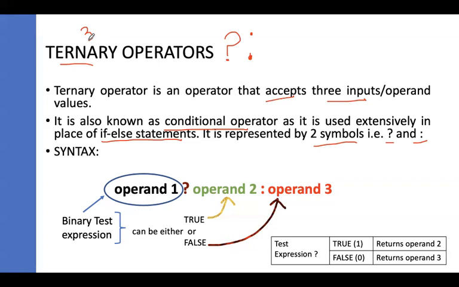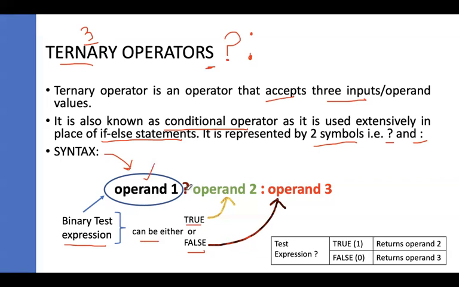Your arithmetic, logical and relational operators are the binary operators. For example, you write A plus B, so A and B are the two operands for the binary operator plus. Similarly, the ternary operator will have 3 operands. This is the syntax of using it. Before the question mark, you write the first operand, which is your binary test expression, and this expression can be either true or false.